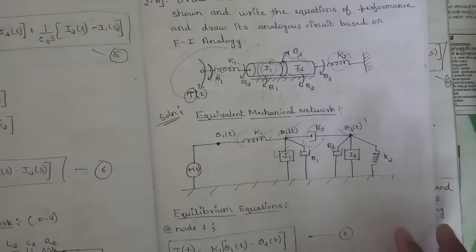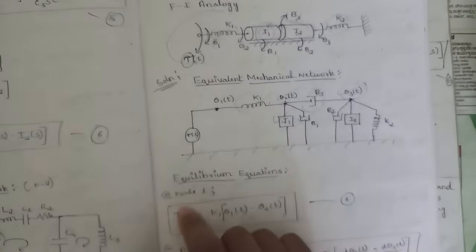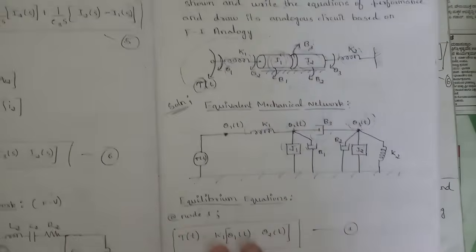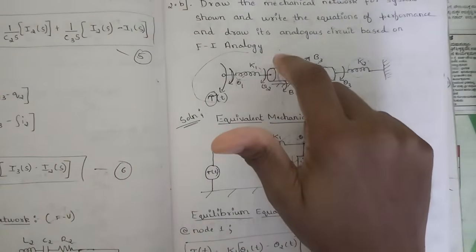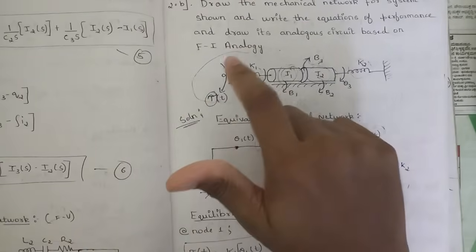It won't be changing. Okay, the rest of the steps would remain as they are. Write the equilibrium equations for each node, then represent it in a force voltage and force current analogous circuit. They would be mentioning either both the force voltage or force current, or they would be mentioning any one of them, that is, either force voltage or force current.